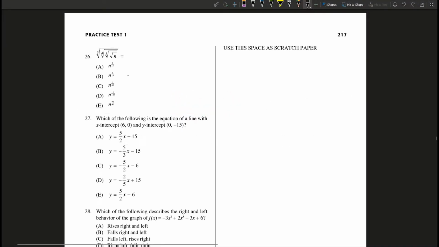So today we're going to be doing the next 25 problems of this practice test, and as always, feel free to pause and do the problems before I do them. So without further ado, let's get started.